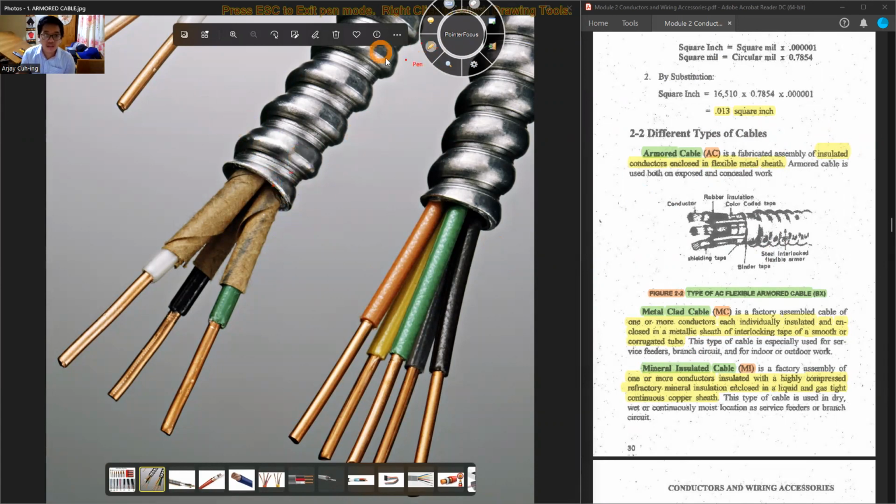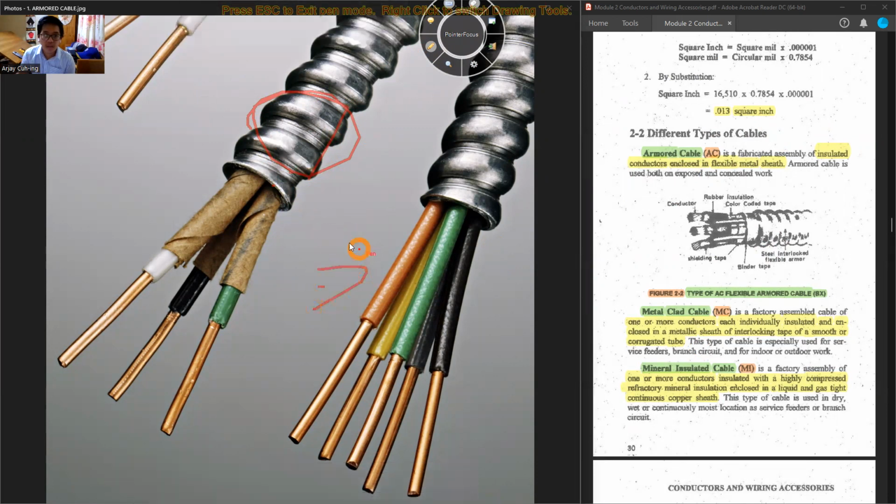So why is it flexible class? Because you are able to bend this one. You can bend it 90 degrees. It is bendable. The hose or the casing is flexible.